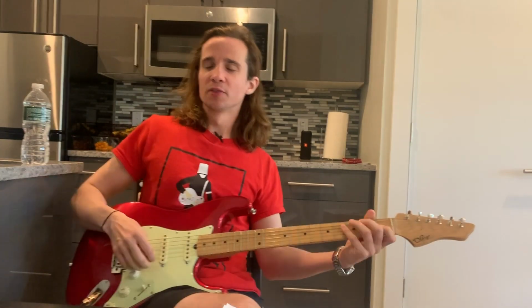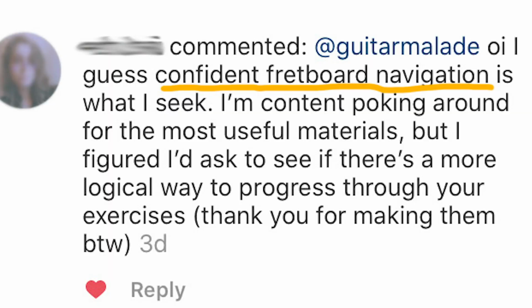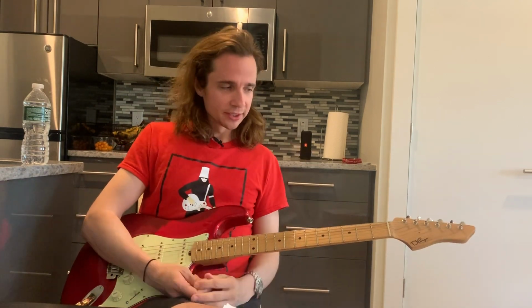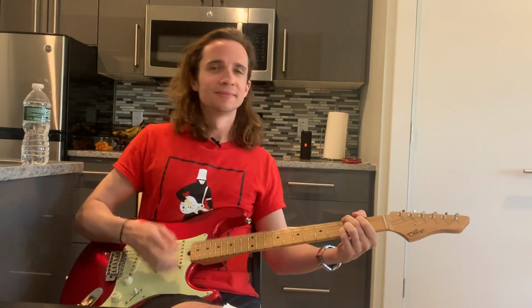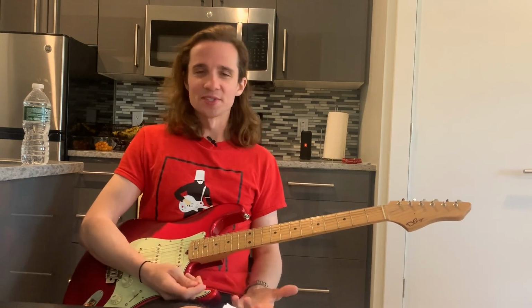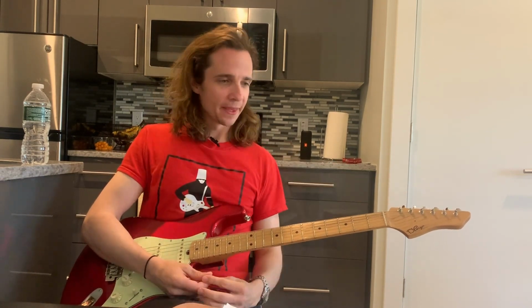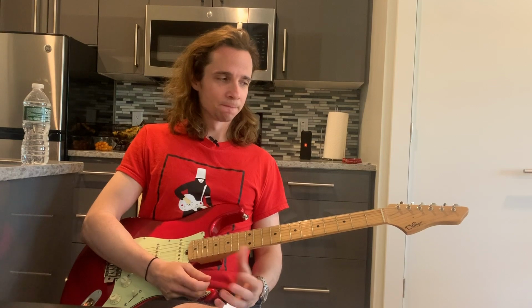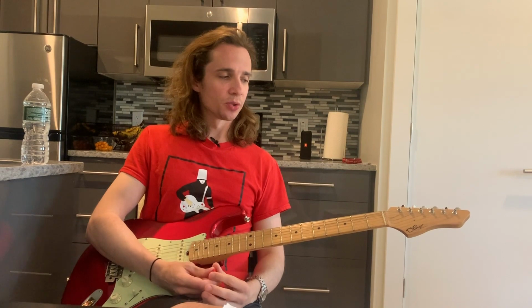I have a question from Insta, and it was about navigating the fretboard, more confidently navigating the fretboard. The guitar is accessible in one way in that you can play thousands of songs in the farmer's corner, and it's all very accessible for us. But the layout is pretty tough. Understanding how the shapes move and all these different permutations of the shape is very, very tricky to get a hold of, and it can take a while, but there are some tricks, let's say, to make that more accessible.